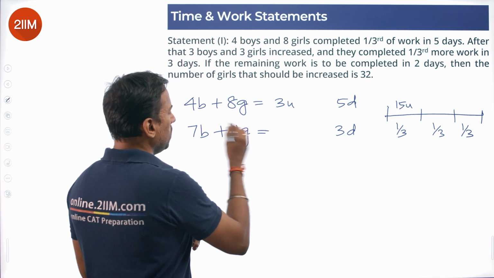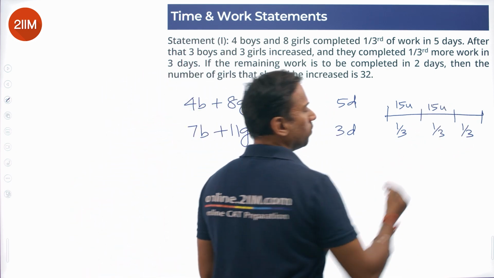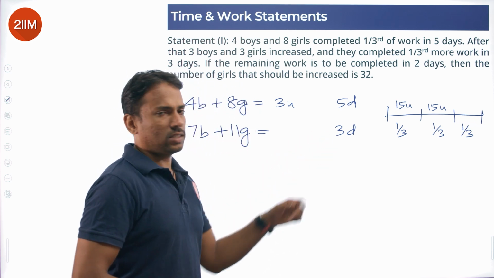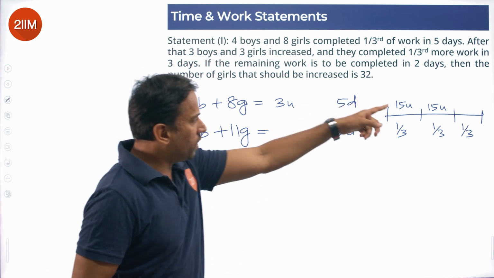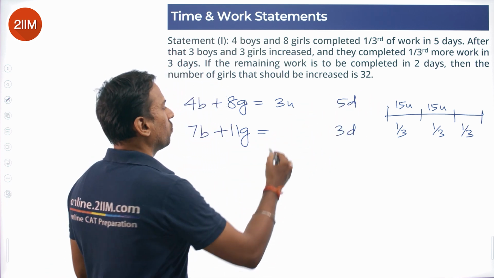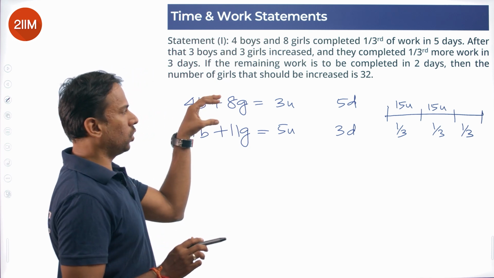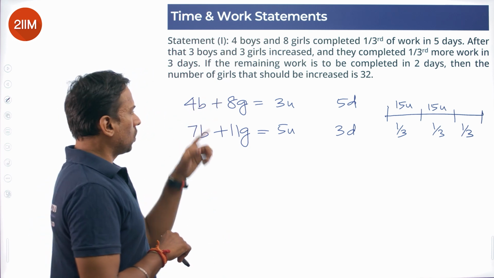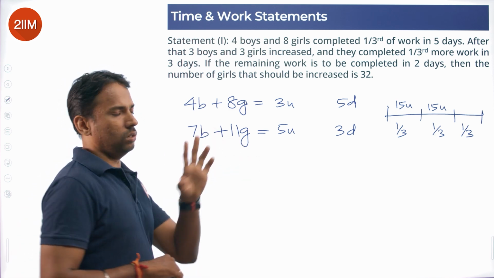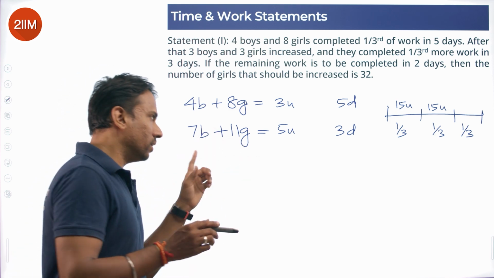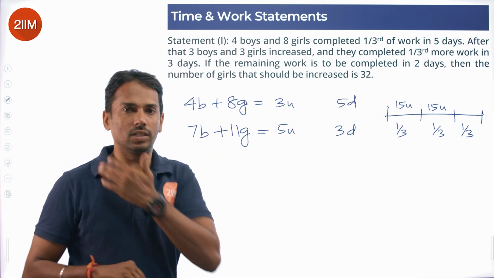Similarly, this team is doing the same 15 units. Remember, the work is the same. In 3 days, that means their combined efficiency is going to be 15 units in 3 days. They are doing 5 units. Super, nice. That means now we got 2 equations. Now if I solve this, we'll get the efficiency of 1 boy, 1 girl. Let's try to solve for that, then continue and verify the given information in the question.